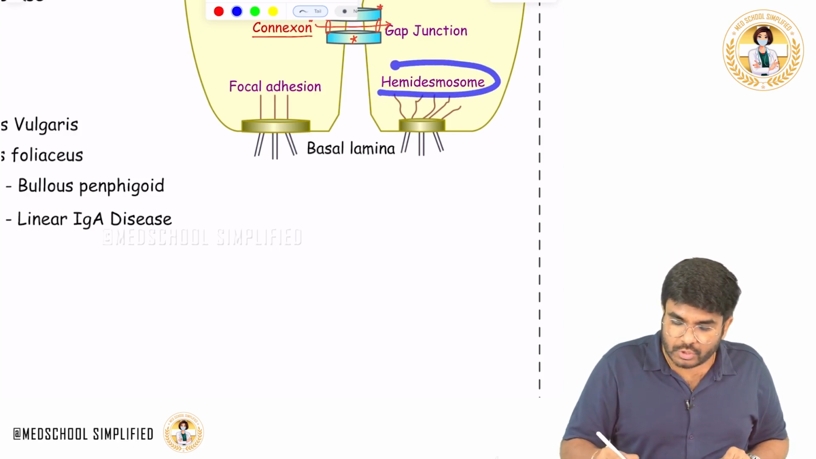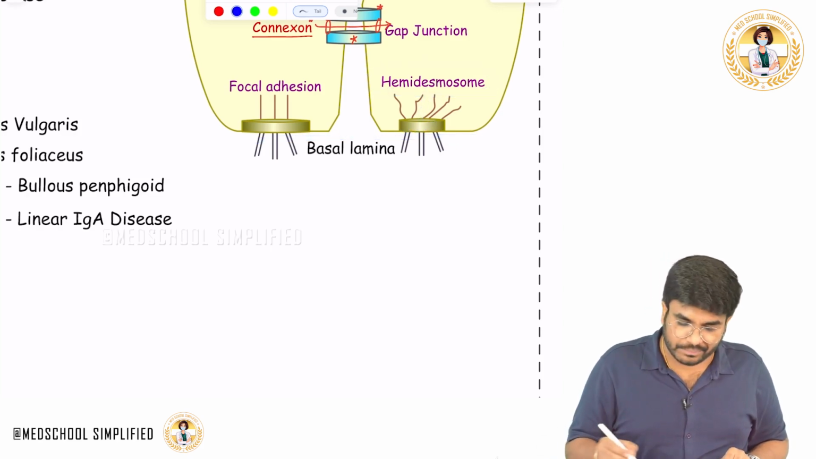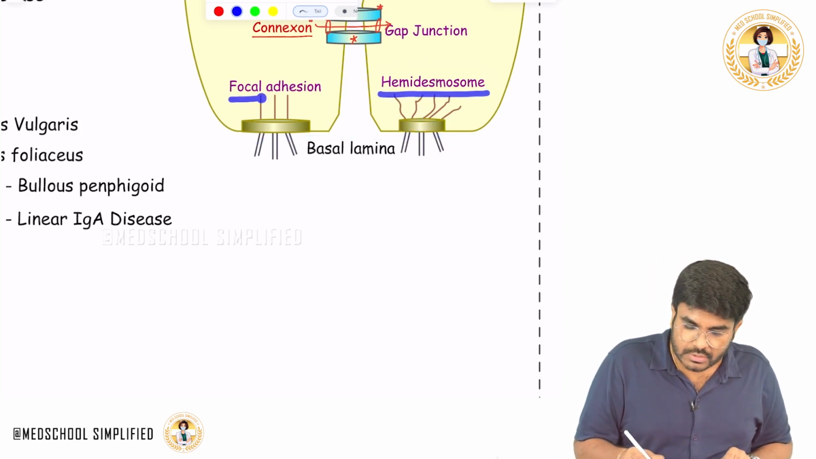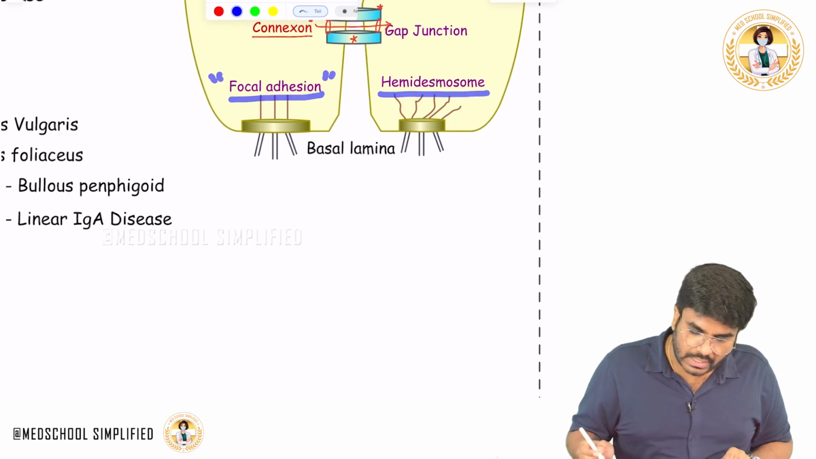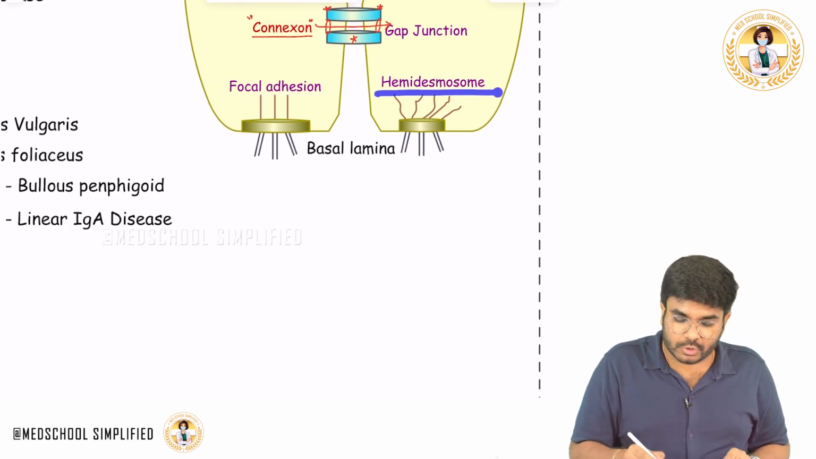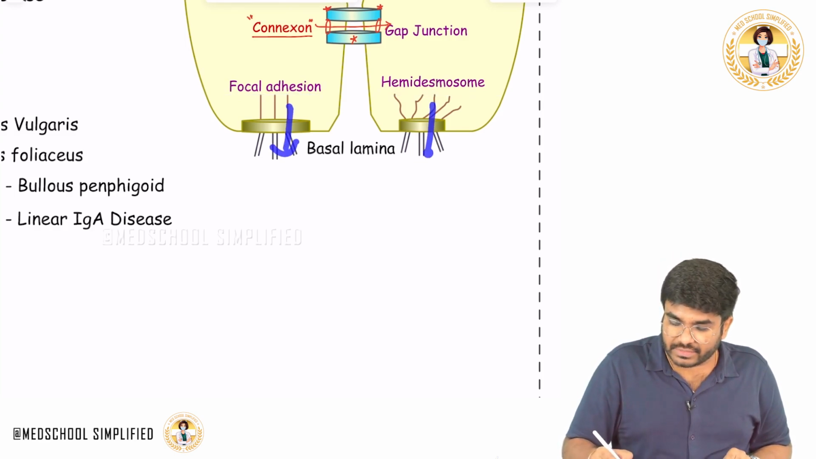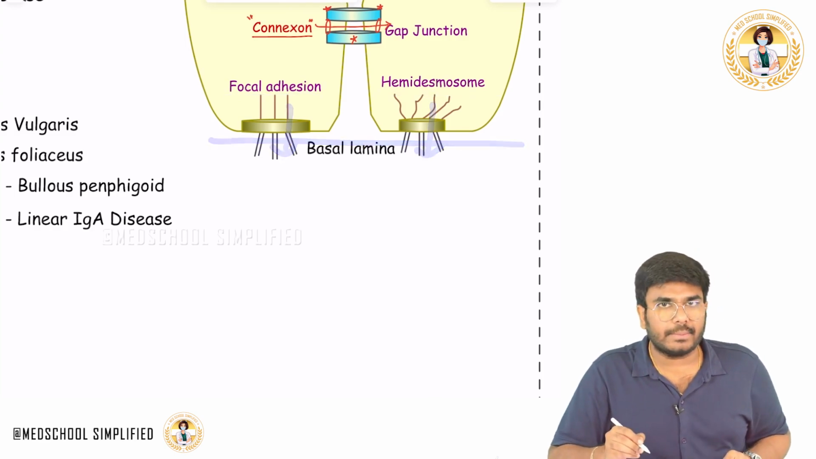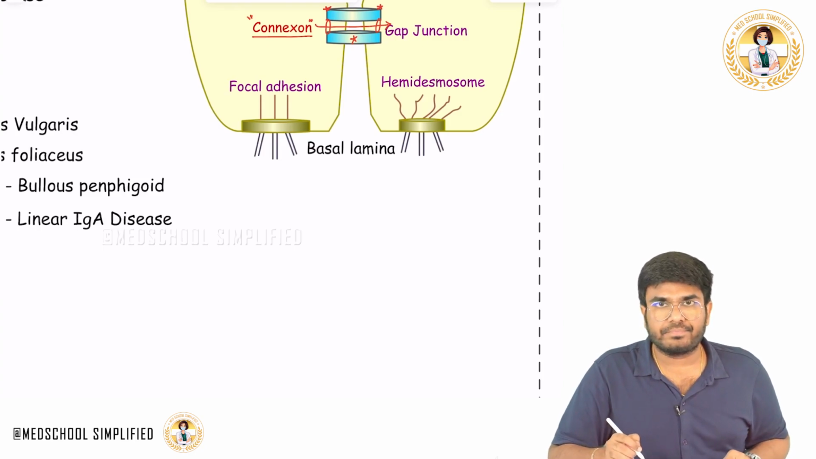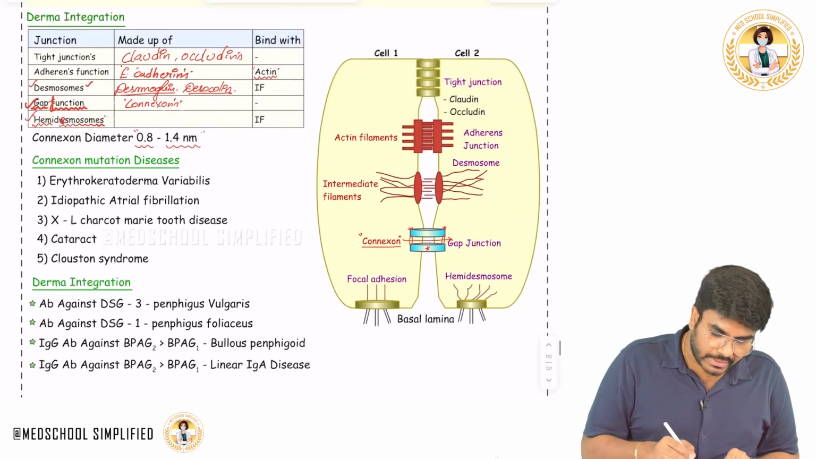The hemidesmosomes are the proteins which will attach one cell with the basement membrane. Just like hemidesmosomes, there are also molecules called focal adhesion molecules. So hemidesmosomes and focal adhesion molecules will attach the cell with the basement membrane and the basal lamina. Okay, so this is also completed.